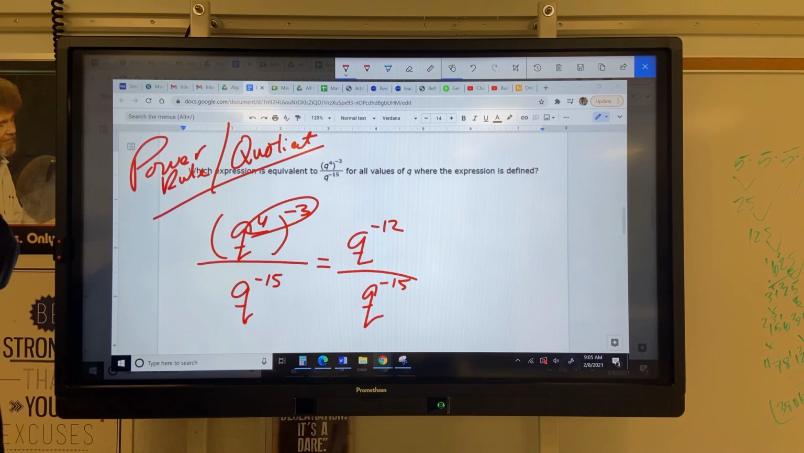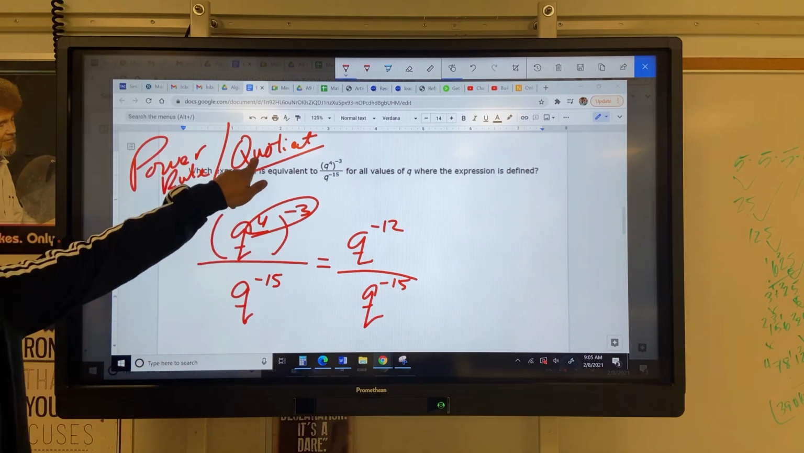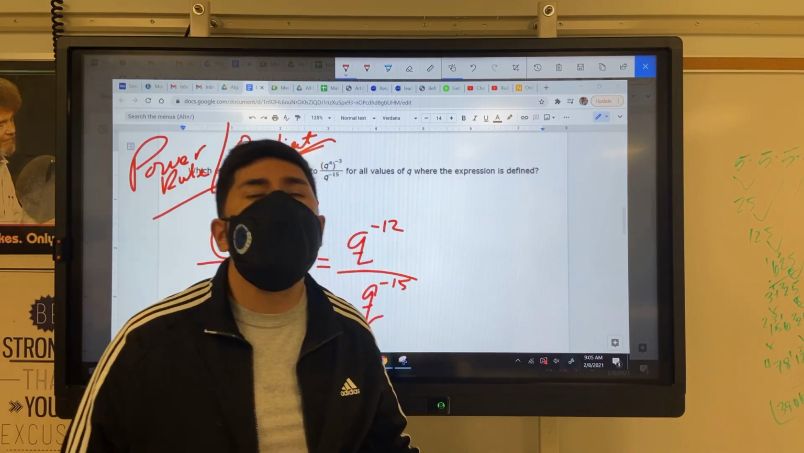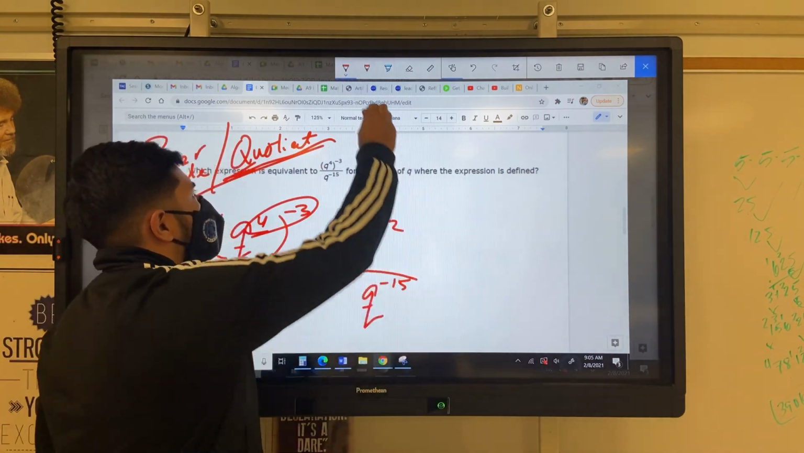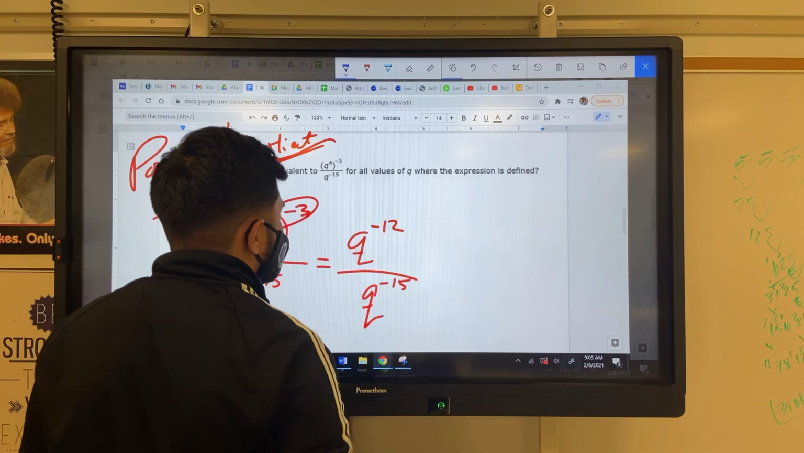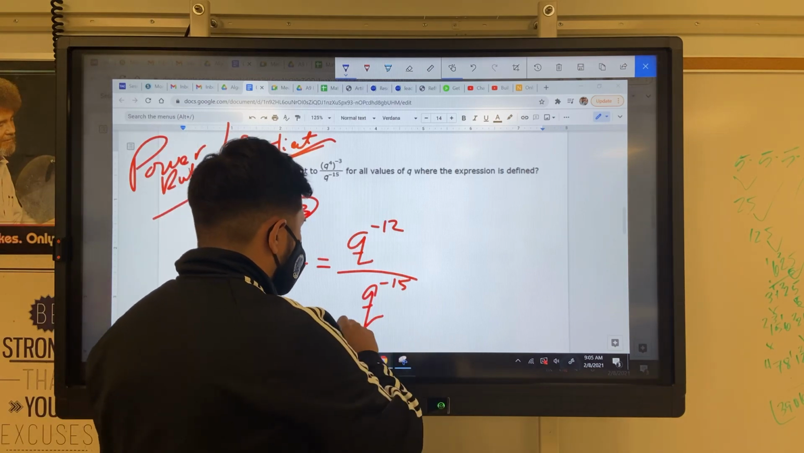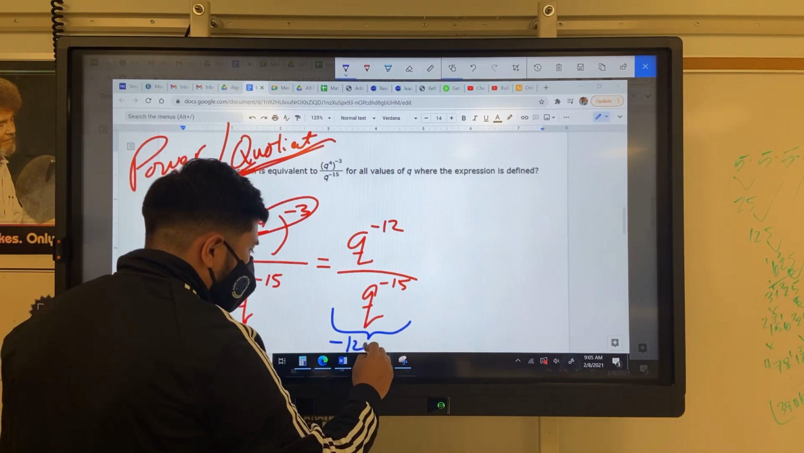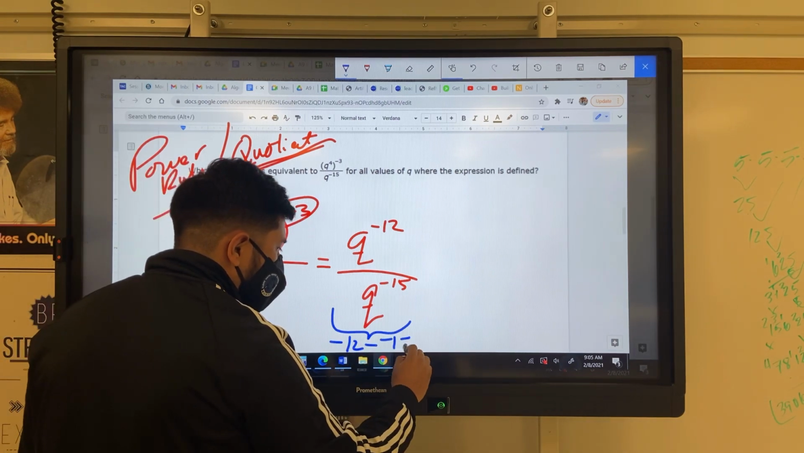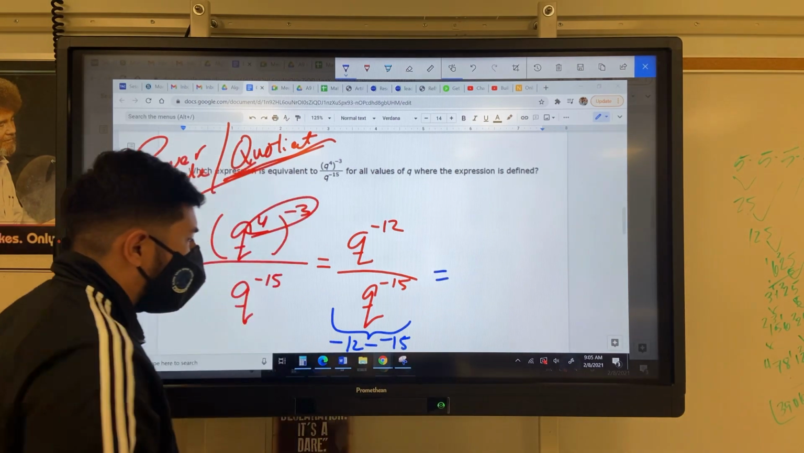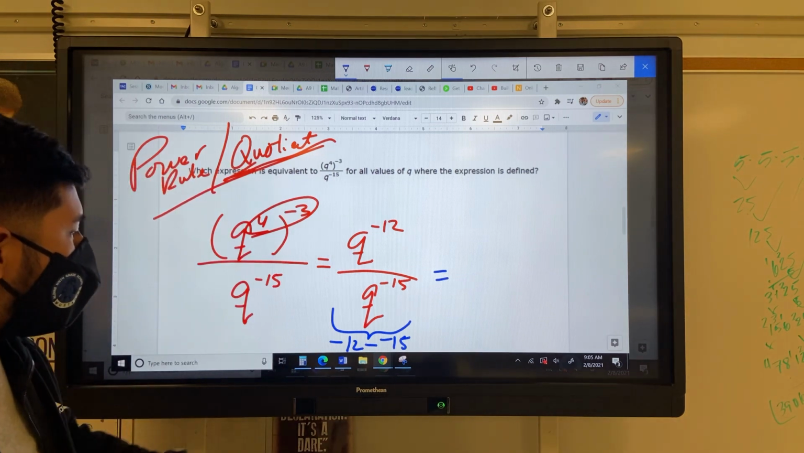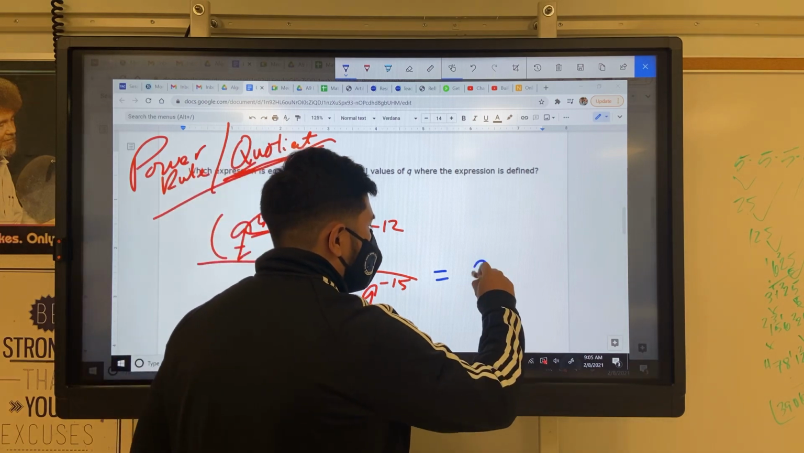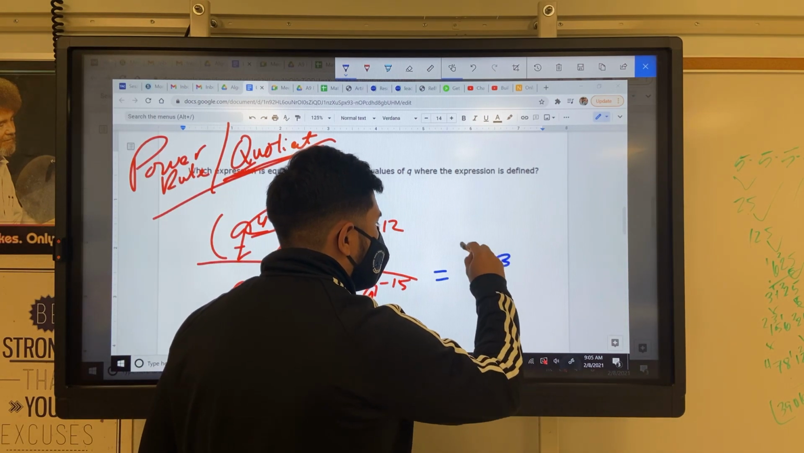And then right here I have a fraction. That's the quotient rule. Quotient rule states what? What do I do with the exponents? Yes, we subtract. Subtract, subtract, subtract. Right underneath, -12 minus -15. Calculate real quick. -12 minus -15 will give me a positive 3, so it's just Q to the 3.